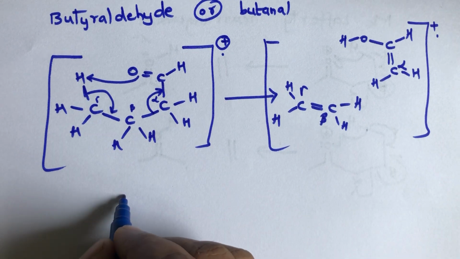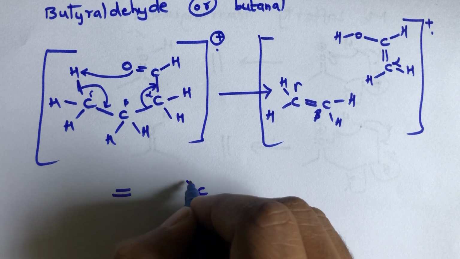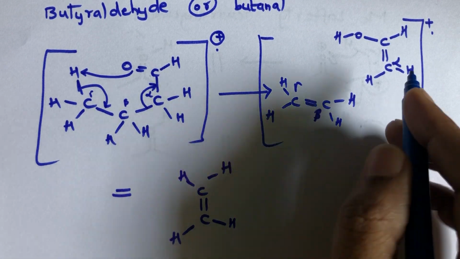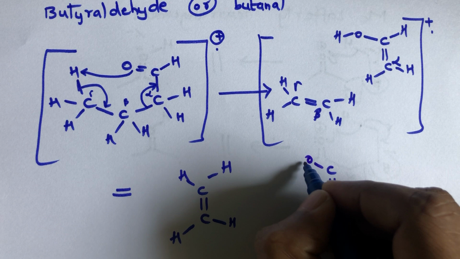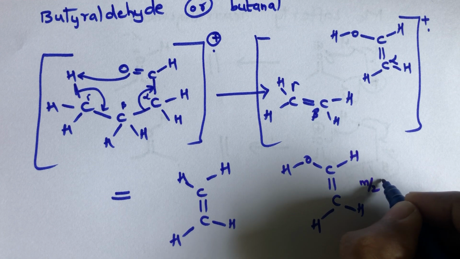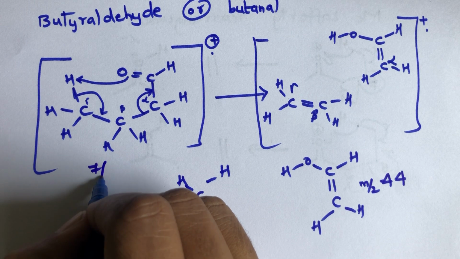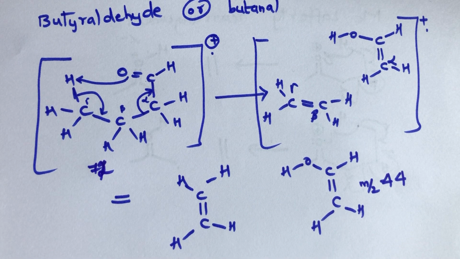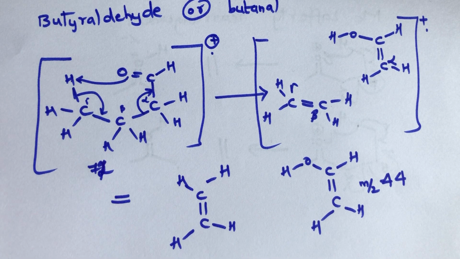So this is equivalent to ethylene, C double bond C, H, H, H. And another is the enol form of this, C double bond C, H, H, OH, H. So the m/z of this is 44, and the m/z of this is 72. This is called the McLafferty rearrangement, where the gamma hydrogen shifts here, the electron moves here, so it forms a double bond. This bond breaks. So this is what is formed.